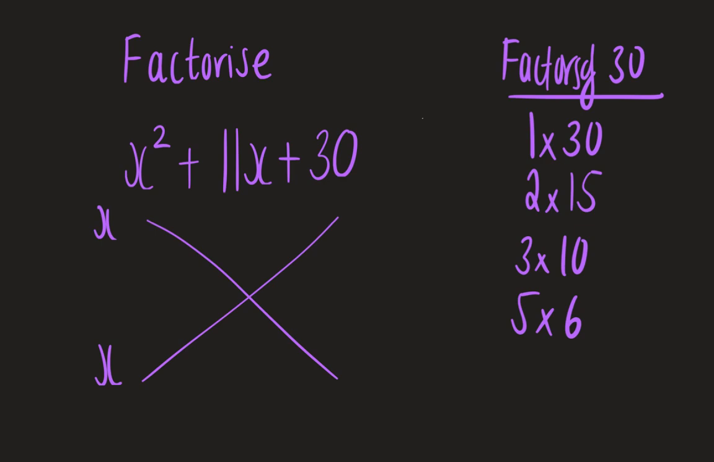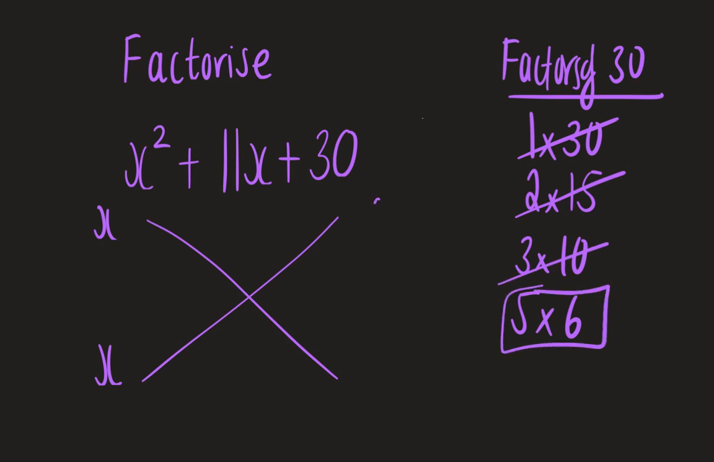So we go, 1 plus 30 gives me 31, so we know it's not this one. 2 plus 15 gives me 17, not 11, so it's not that one. 3 plus 10 gives me 13, not that one. 5 plus 6, oh, that gives me 11, so it must be this one.